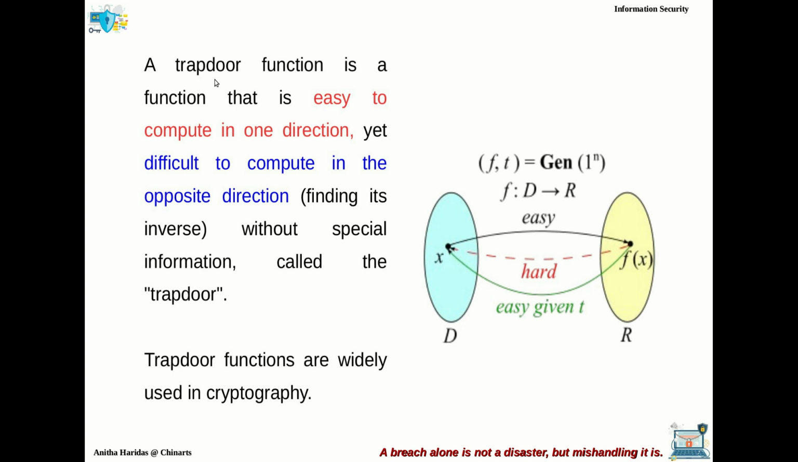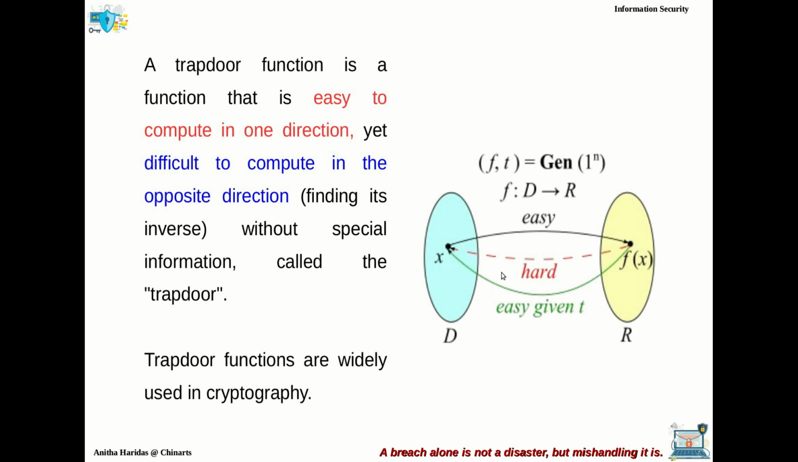I read it again. A trapdoor function is a function that is easy to compute in one direction but difficult to compute in the opposite direction, which you call the inverse, right? So, finding the inverse is very difficult.